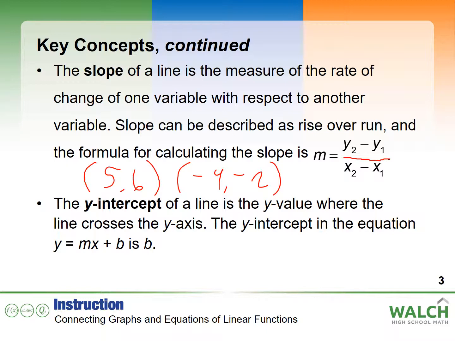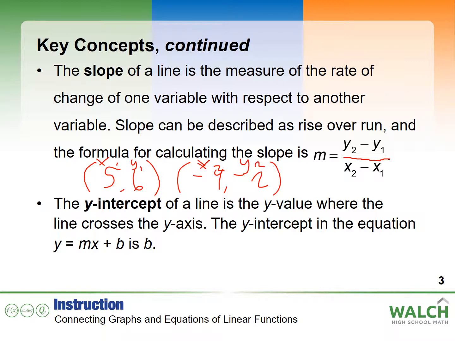Our first point is x1, y1, and our second point is x2, y2. When you're figuring out which numbers to plug into that formula, you label your pairs of points. You always have two pairs of points. The first pair are your ones and your second pair are your twos.